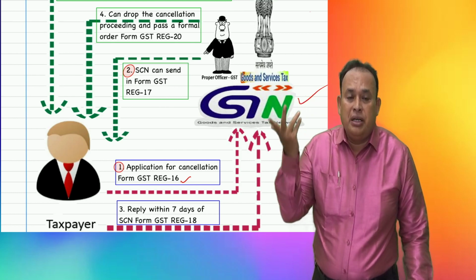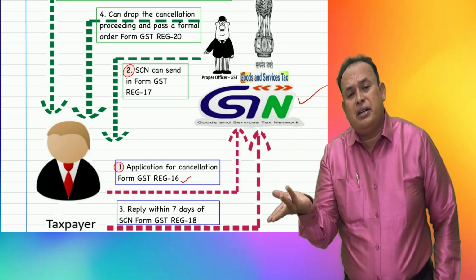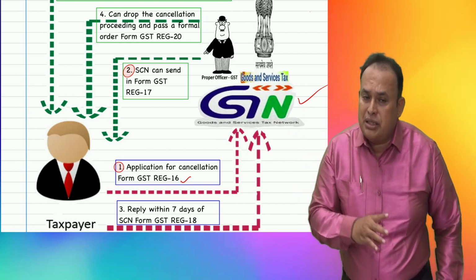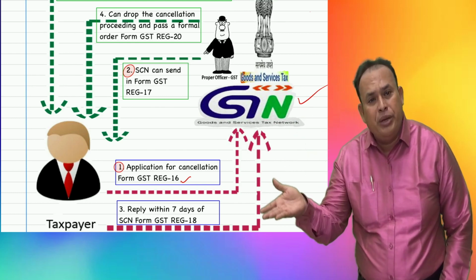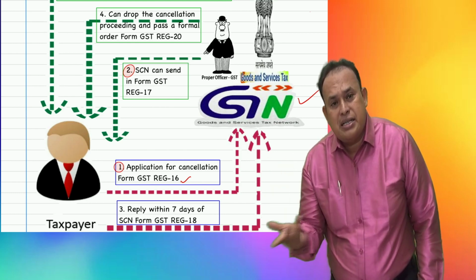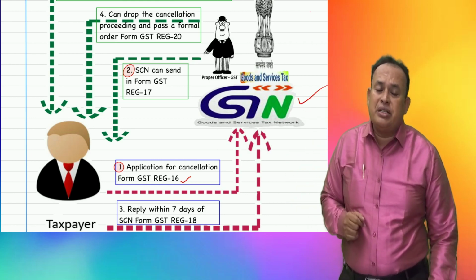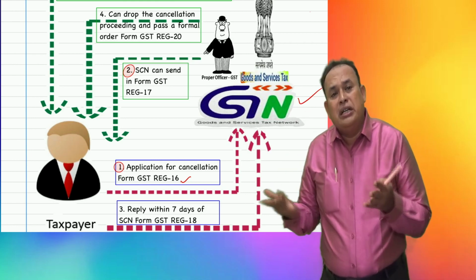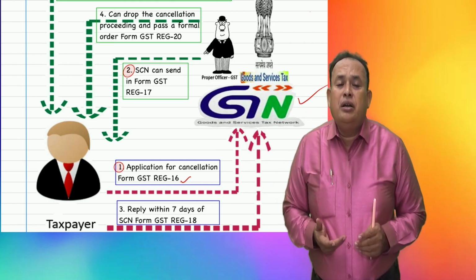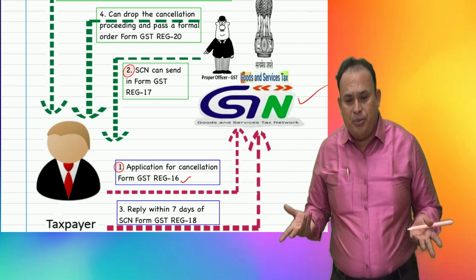Because you have not filed the returns, or because your GSTR-1 liability is more than GSTR-3B, or your GSTR-2B is not matching with GSTR-3B. In those cases, a show cause notice is issued asking why we should not cancel your registration. Like that, it can also be issued directly in Form GST REG-17, as the case may be.